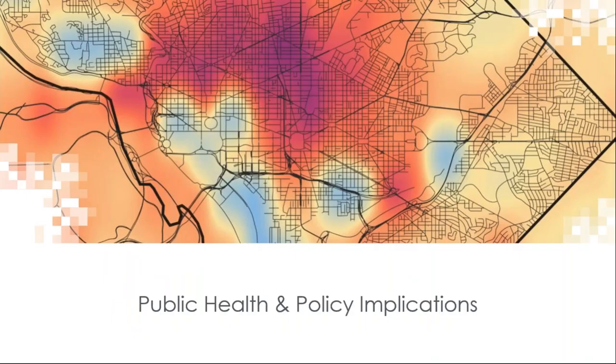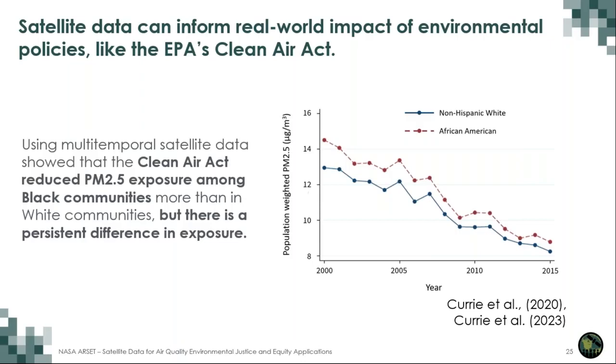Now I will highlight how satellite data specifically benefit public health and policy interventions. Satellite data can inform real-world impact of environmental policies like the EPA's Clean Air Act. For example, Currie et al. used multi-temporal satellite data and population data from the US Census to show the efficacy of the Clean Air Act in reducing racial disparities in air pollution exposure through spatially targeted air quality regulations across the United States.